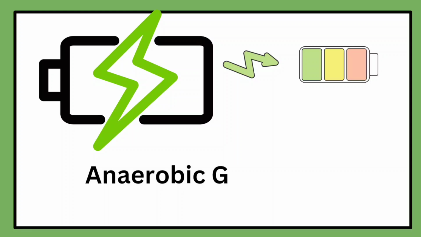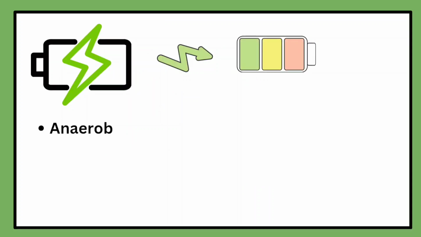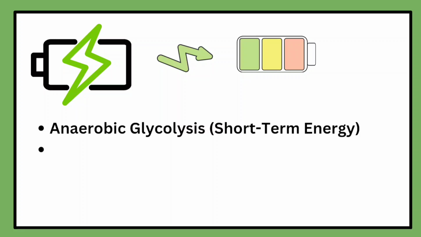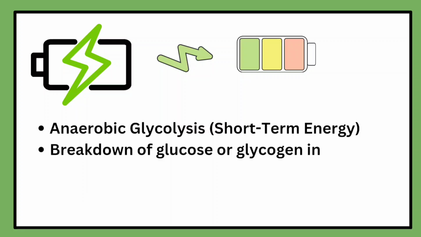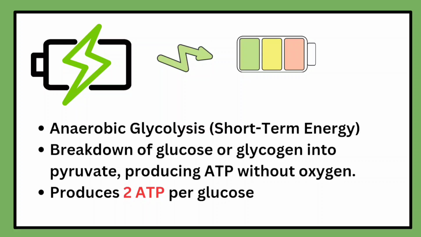Next, it switches over to anaerobic glycolysis. Anaerobic means without use of oxygen. Anaerobic glycolysis is breakdown after depletion of creatine phosphate. The next important source is anaerobic glycolysis. This is also known as short-term energy. This is breakdown of glucose or glycogen into pyruvate, producing ATP without the use of oxygen. This produces 2 ATP molecules per breakdown of glucose molecule.